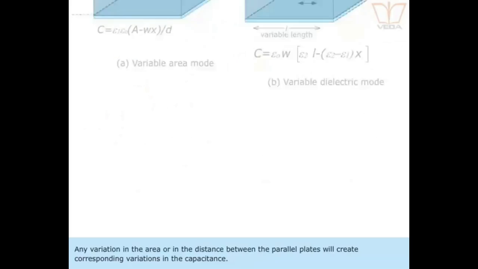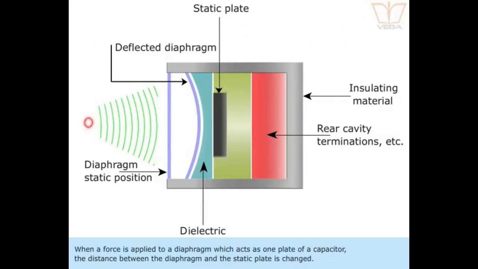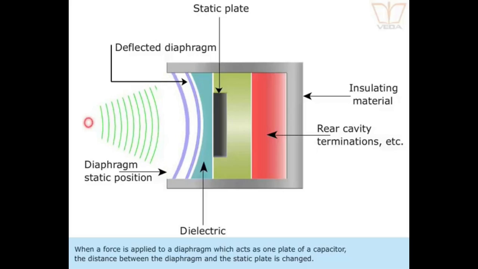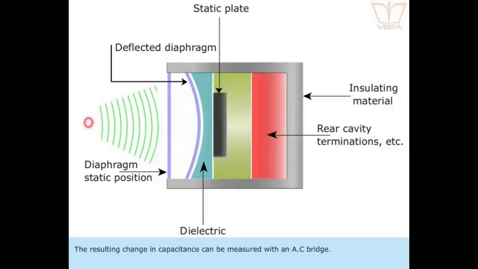When a force is applied to a diaphragm, which acts as one plate of a capacitor, the distance between the diaphragm and the static plate is changed. The resulting change in capacitance can be measured with an AC bridge.